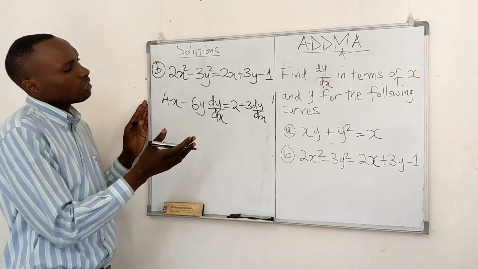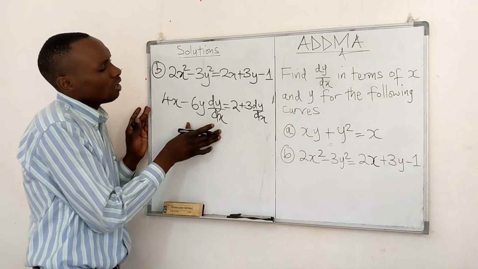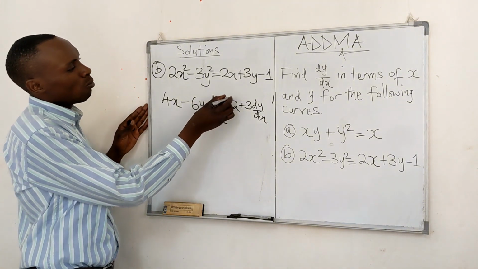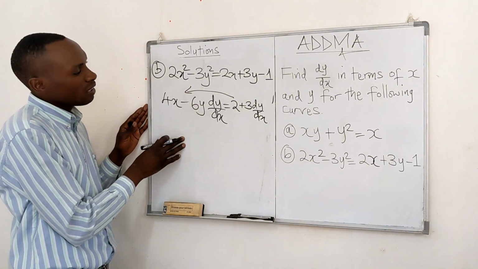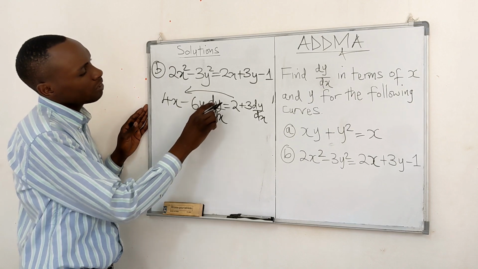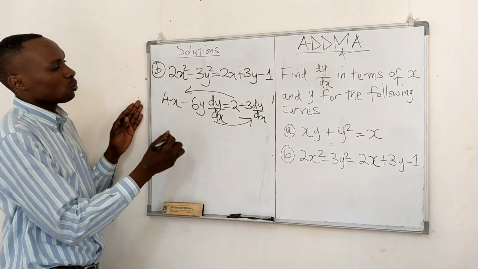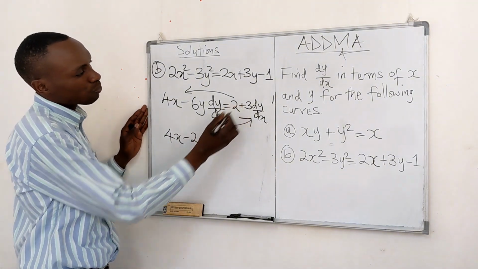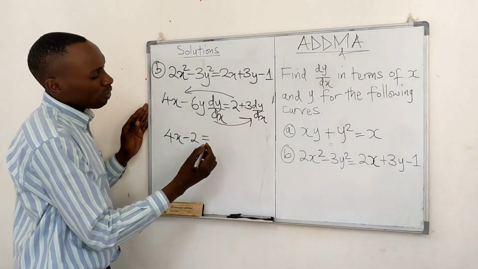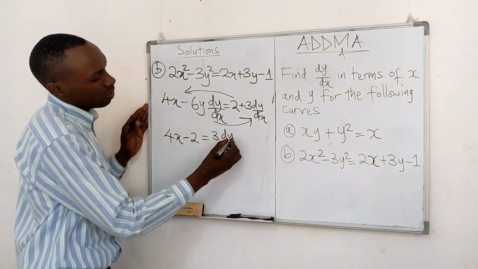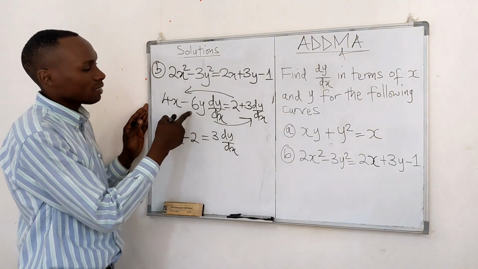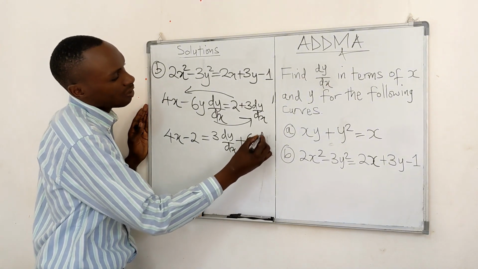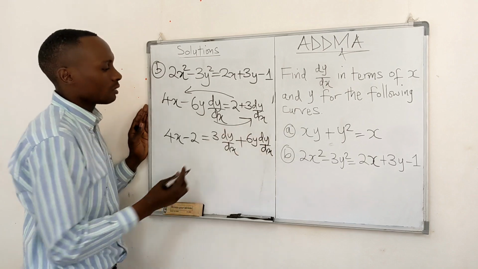What we're going to do is collect all the terms with the dy/dx on one side. We can do it this way. For example, I'll move 2 to the left side, and I'll move this term, negative 6y dy/dx, to the right side. So this will give me the following: 4x minus 2 equal to, I can start with 3 dy/dx, then plus. When this moves, it becomes plus. So plus 6y dy/dx.